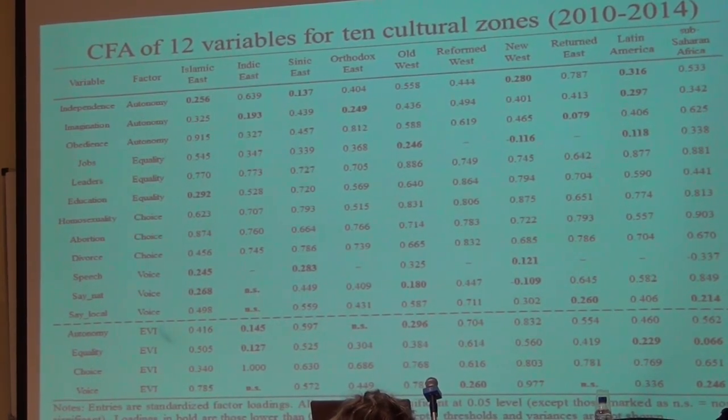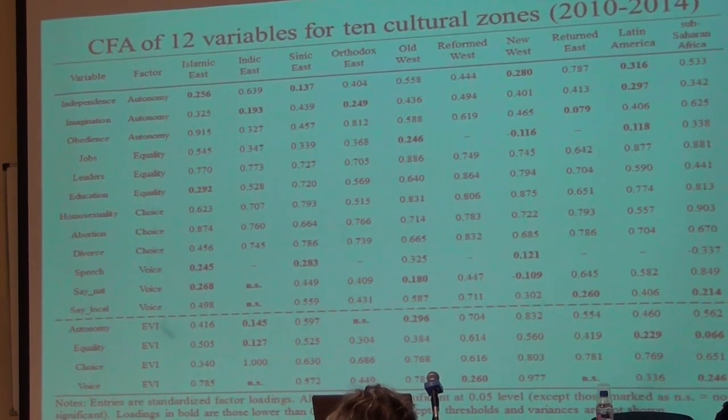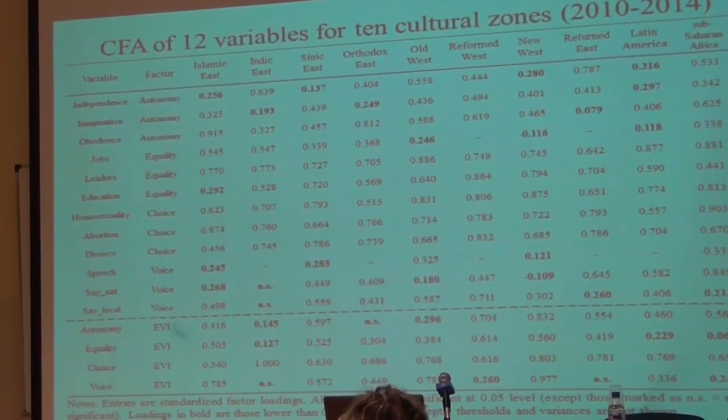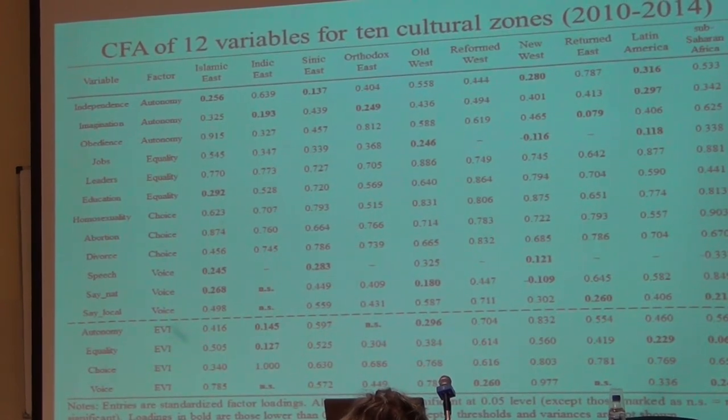It is one of the components of emancipative values, and we see that factor loadings are quite stable and large in all cultural zones. So it is possible that choice reflects some really existing value dimension, or maybe it's better to say that it's not a value dimension, but a kind of personal trait. And maybe it is possible to prove invariance at least for one component of emancipative values.